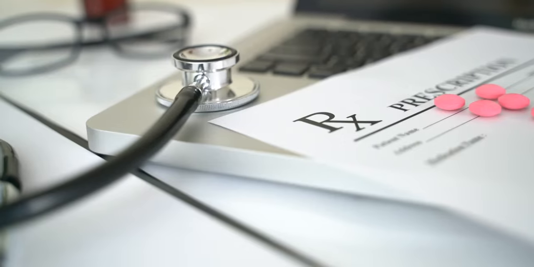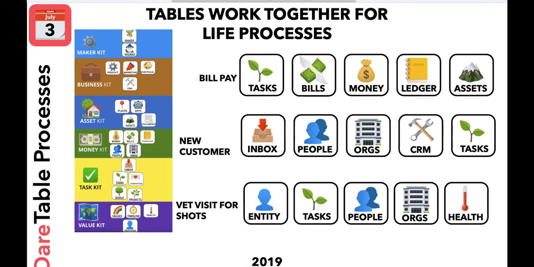The people would be the vet. The organization would be the organization's vet, and the health would be the updated health record. So as you can see, it gave us a way to start to string these things together.